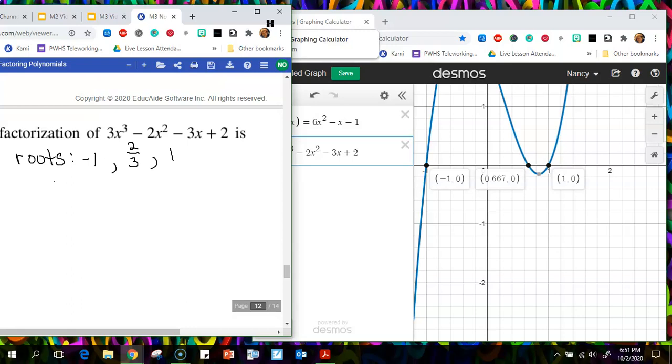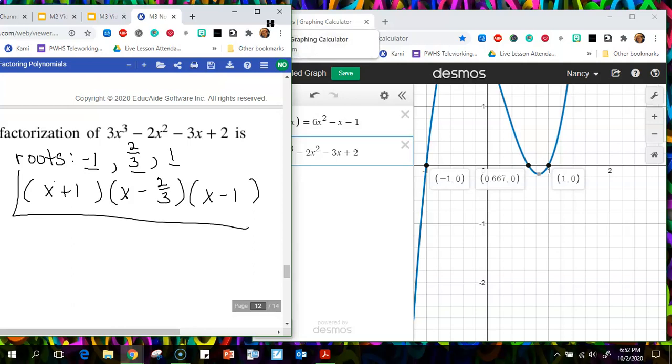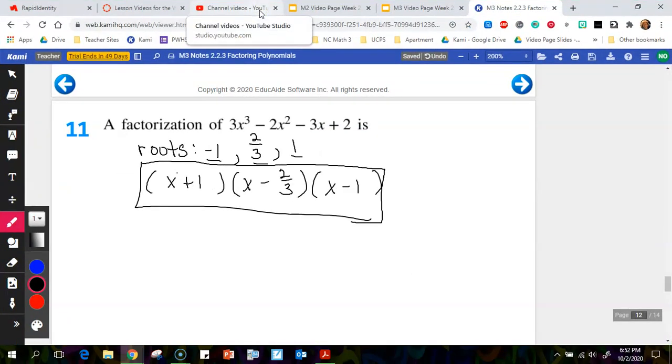And 1. Okay, so if my roots are here, then what goes in my factors, and this is going to have 3 factors, and that's all those things are, they have to do with the x-intercepts, is x plus 1 for this one, x minus 2/3 for this one, and x minus 1 for this one. That's the answer right there. It's kind of easier, but the problem is when you have to use the quadratic formula and you have imaginary numbers that are roots, which we're actually going to talk about some tomorrow.